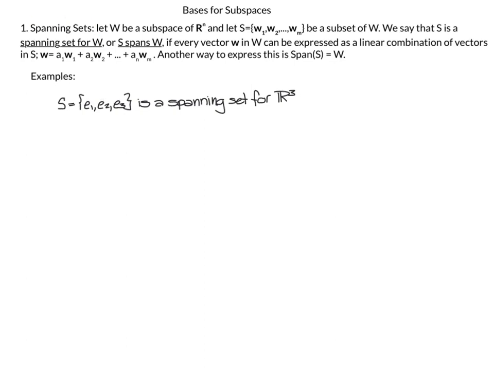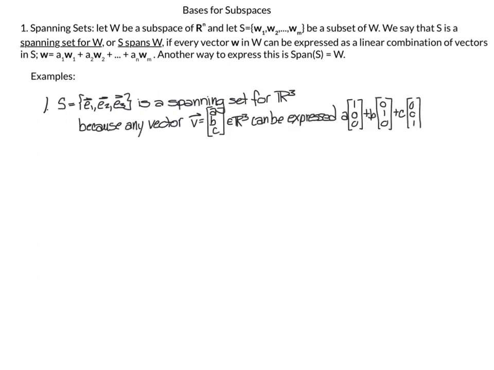To review spanning sets, if W is a subspace of Rn, and S is the set of vectors w1, w2 up to wm, and it's a subset of W, we say that the set S is a spanning set for the subspace W, or we can also say S spans W, if every vector in W can be expressed as a linear combination of our spanning set. Another way to denote this is span of S is equal to W.